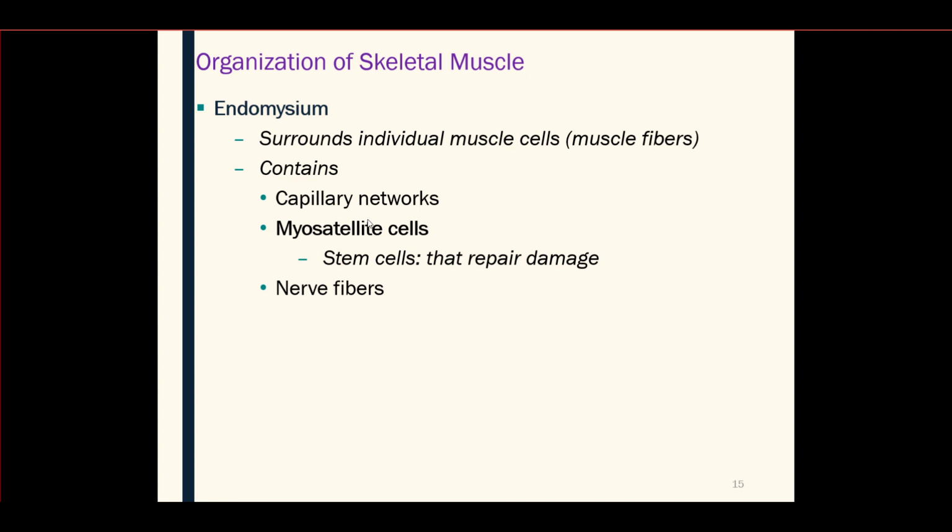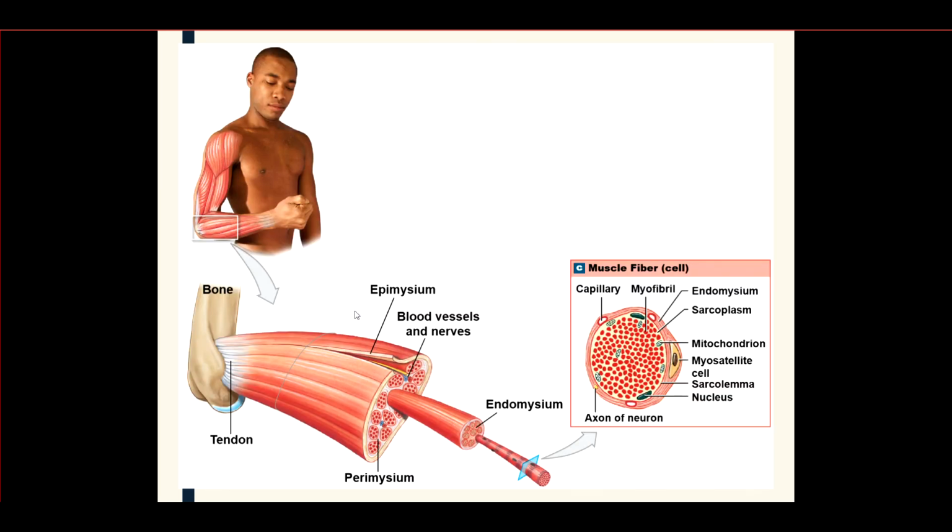But the endomysium also contains a unique cell that we haven't seen before. It's a stem cell that helps to repair a muscle when it's been damaged. This is known as the myosatellite cell. And the last thing that's inside the endomysium are some nerve fibers. Again, we need to have nerve to stimulate the muscle fiber.